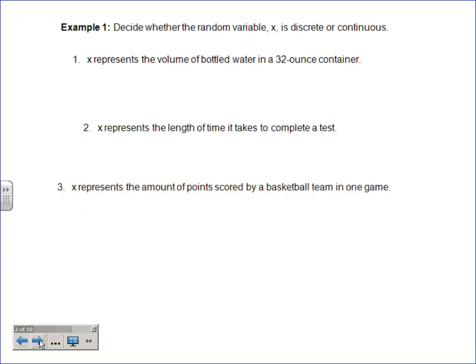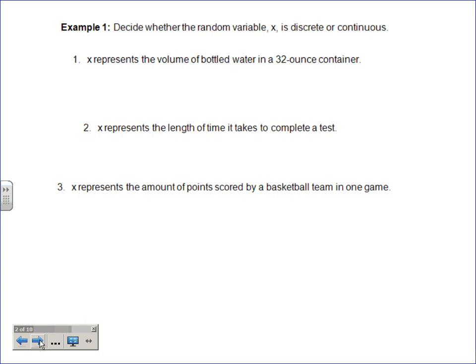So let's see if we can figure it out. The random variable x, is it discrete or continuous? So x here represents the volume of bottled water in a 32-ounce container. So what do you think? There's a 32-ounce container maybe sitting on your desk. Could you have 2 ounces in there? Could you have 30 ounces in there? Can you pretty much have anything from 0 to 30? Because if you go over 32, it's going to pour out, right? So you can go 0 to 32, right?